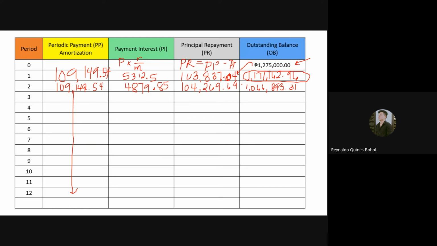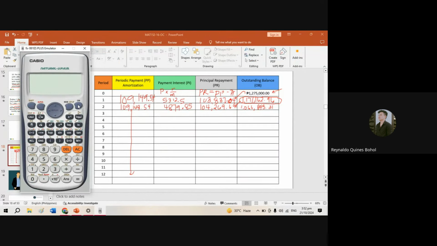Minus nyo lang itong 1 million, 117,162.96 minus 104,269. Kaya iba kayo ng sagot. Total ko na nga lang. 117,162.96. So, bakit yung division din? 117,162.96 minus 104,269.69. Okay? 27 ang tama. Hindi 31.